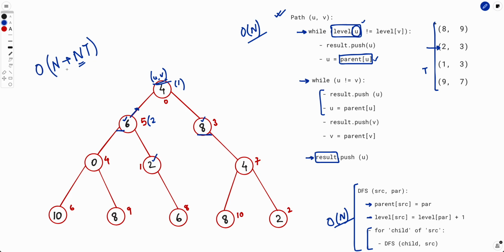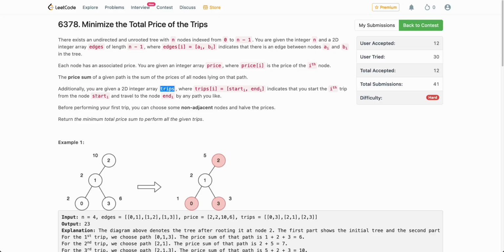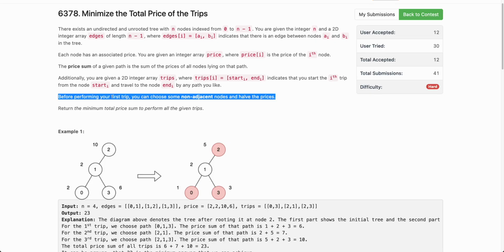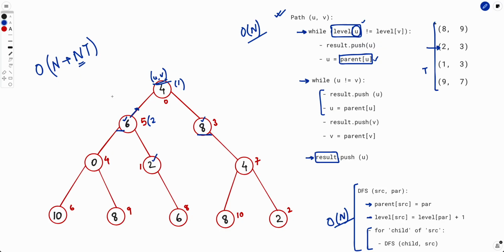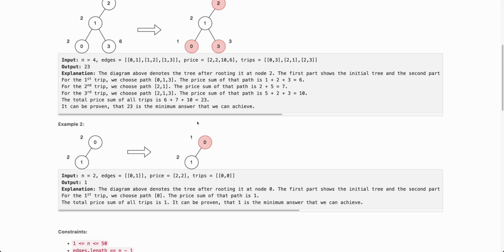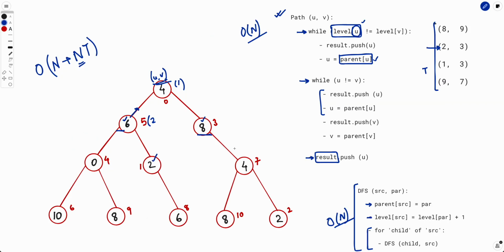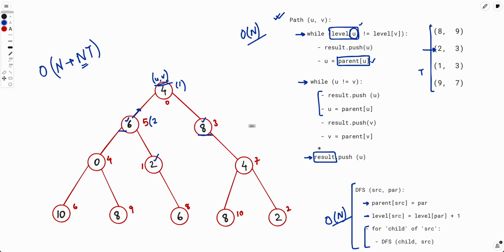Now notice that we haven't considered the actual problem. We haven't solved the actual problem yet. The actual problem states that we have to half the price of some non-adjacent nodes as well. We haven't considered that yet. But this solution would definitely work because n and t are small in this particular problem. So we have solved the reduced problem now.